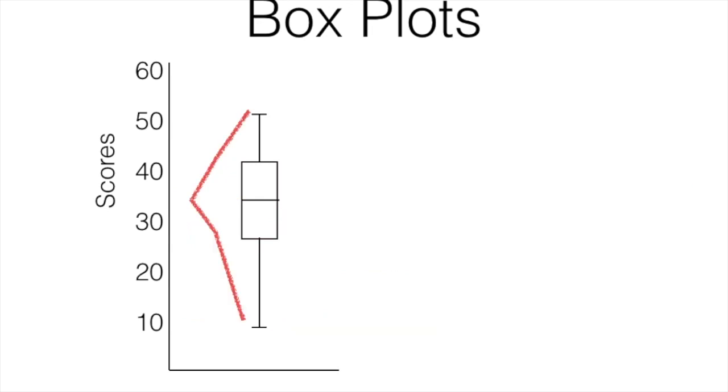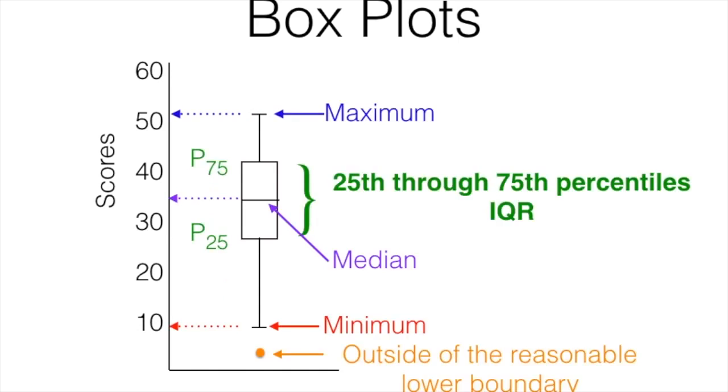A box plot is kind of like a frequency polygon tipped on its side. If there are a few really extreme scores, they can also be represented on the box plot. These are known as outliers.